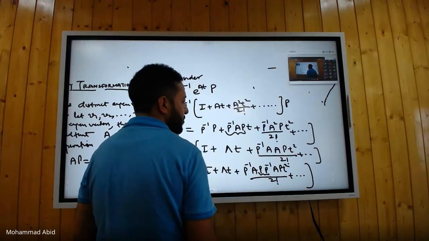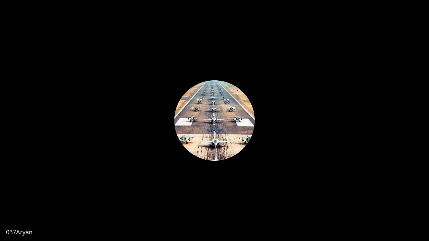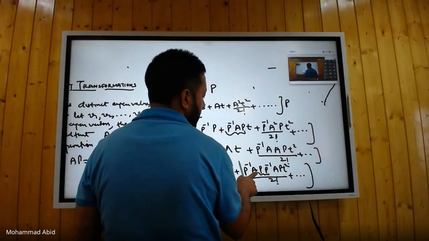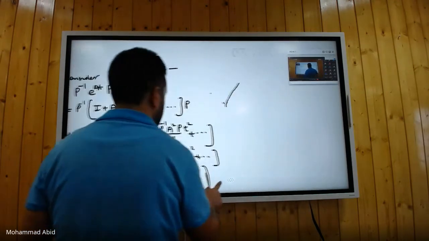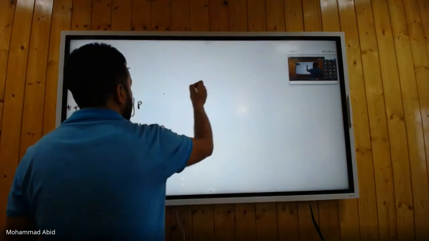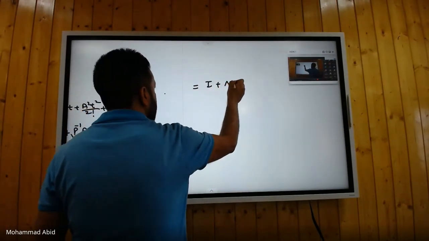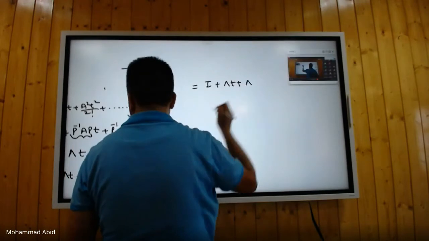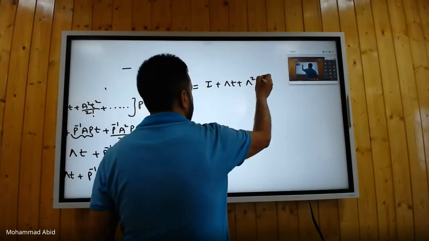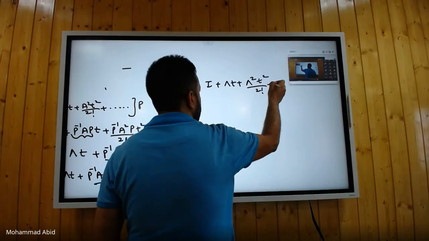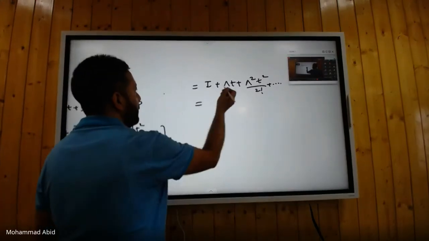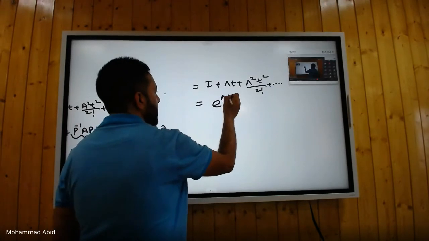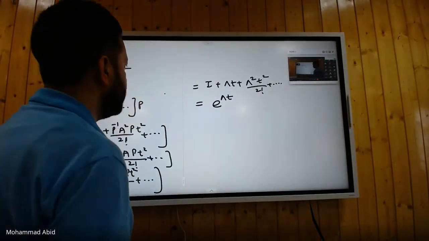Is that okay? Are you following me? Yes, sir. So now this P inverse of AP, it is lambda, and this P inverse of AP, this is also lambda. So this makes it lambda square. So we get I plus lambda T plus lambda into lambda, this is lambda square T square upon 2 factorial plus 1. Is that okay? Yes, sir. Okay. So that's actually equal to, what is that equal to? That's e to the power lambda T, by definition of state transition matrix.